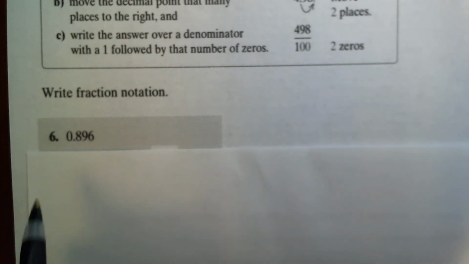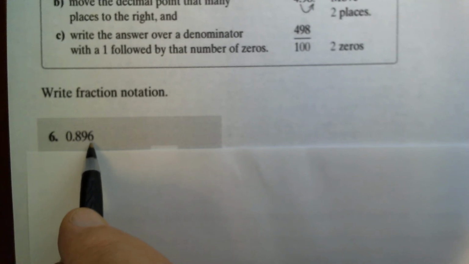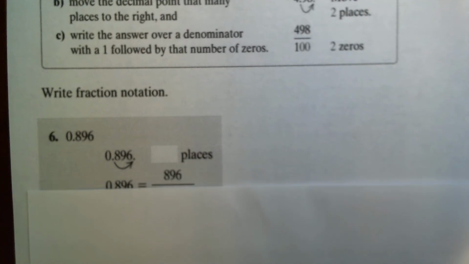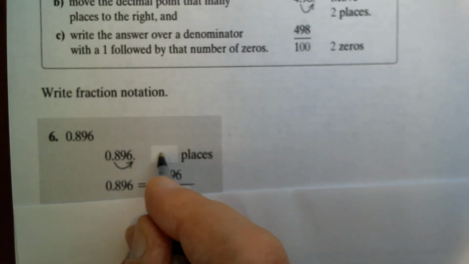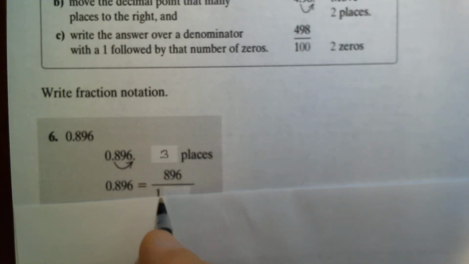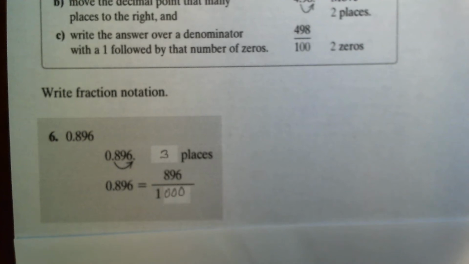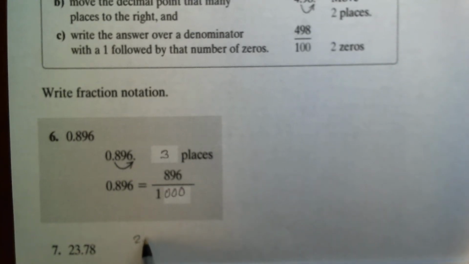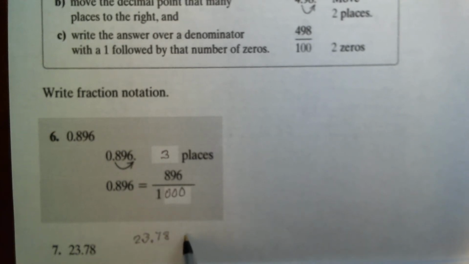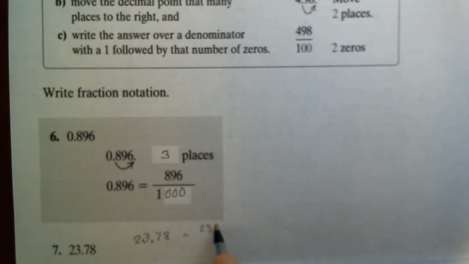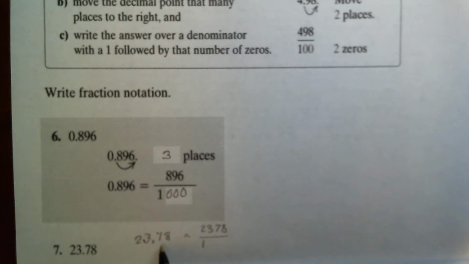Here's a guided solution. 0.896, or 896 thousandths, as you will see. So we move the decimal point 3 places. Then we write 896 divided by 1 followed by 3 zeros. And that's it. As I said, it's pretty straightforward. In the same way, 23.78. Here we move the decimal point 2 places, 2,378, and write a 1 in the denominator. Since we moved the decimal point 2 places, we write it as 100.